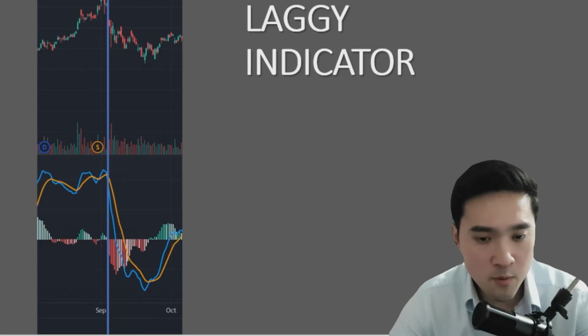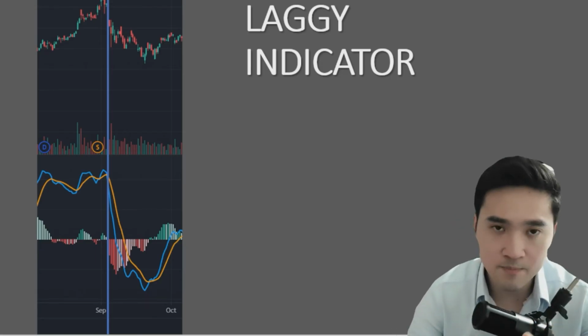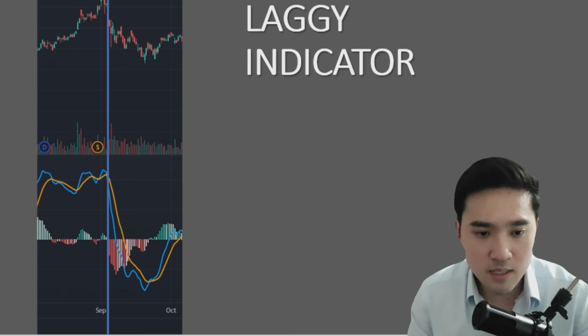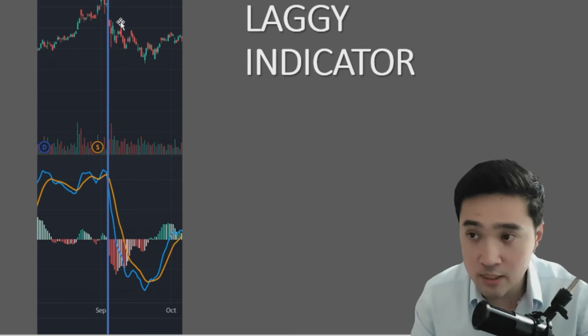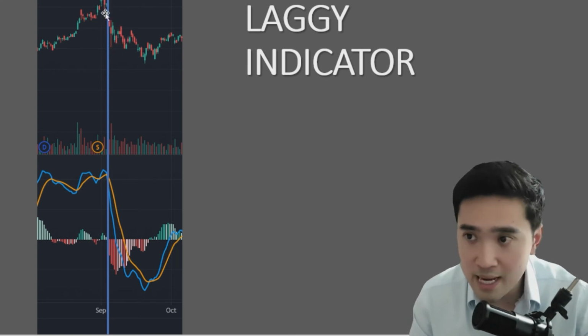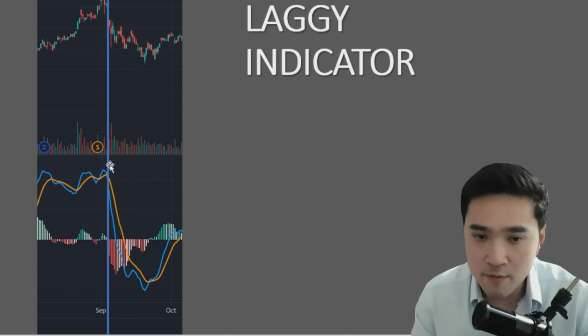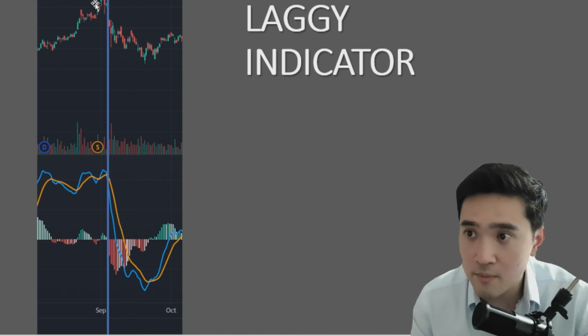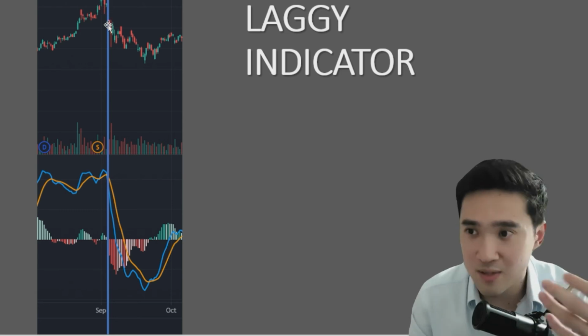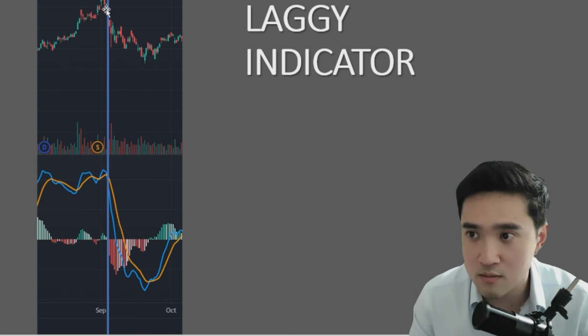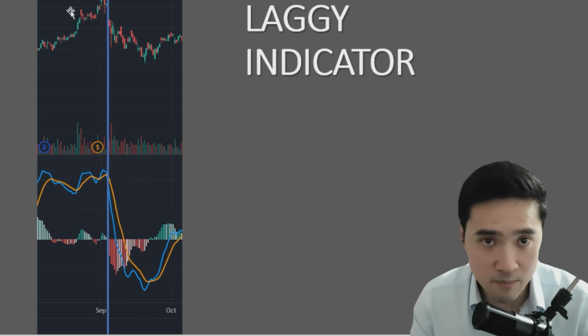The first and foremost limitation is that it is a laggy indicator. It lags. For example, over here, when the price drops substantially, only then does the MACD start to cross. So if you are in profit, you could have cashed out in this area, but you didn't, and then the price dropped at this point, it started to cross, then you start to cash out. You lost this amount of profit.